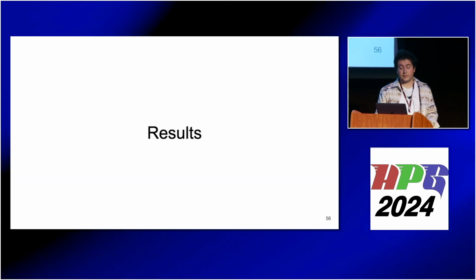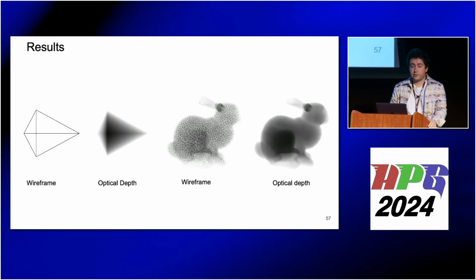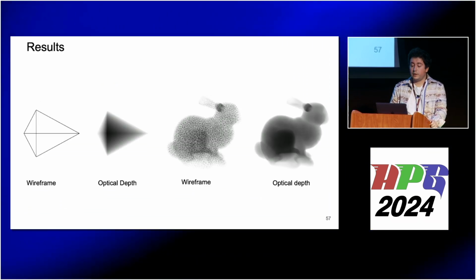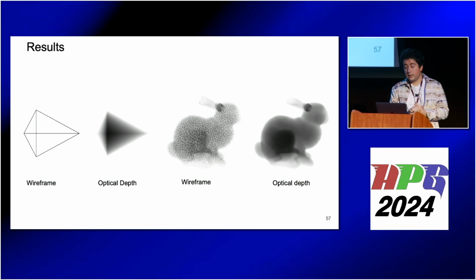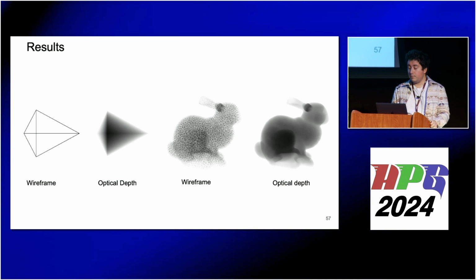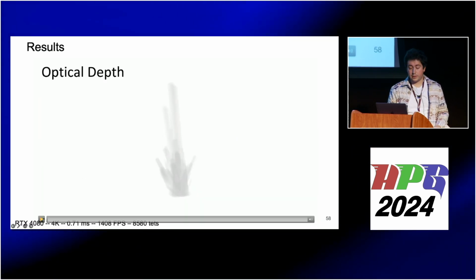So now let's have a look at some results. Here are the 2 results I already showed. Here you can see the wireframe and the optical depths computed in a single pass of computation. But it can also be used for more complex objects, such as this one here.